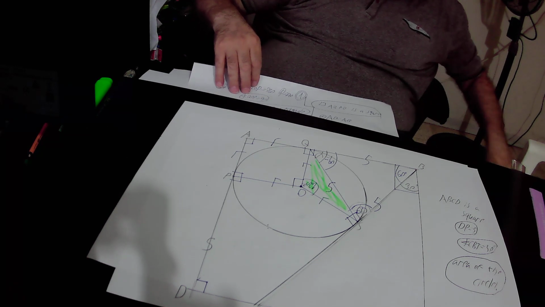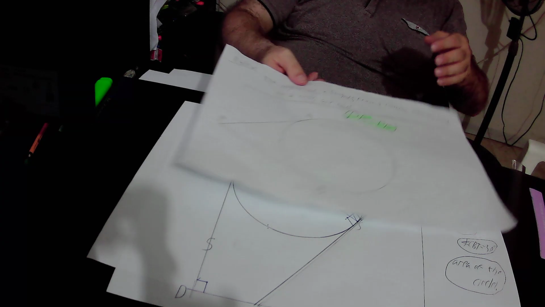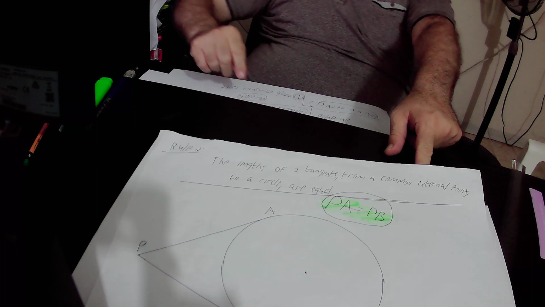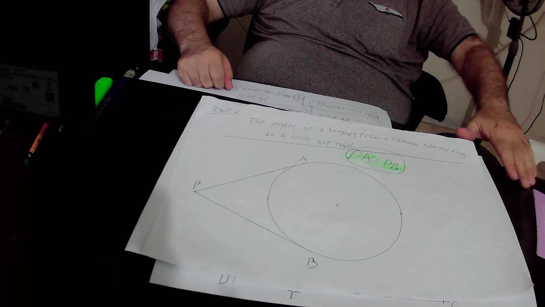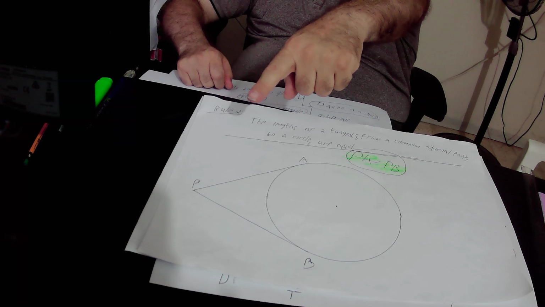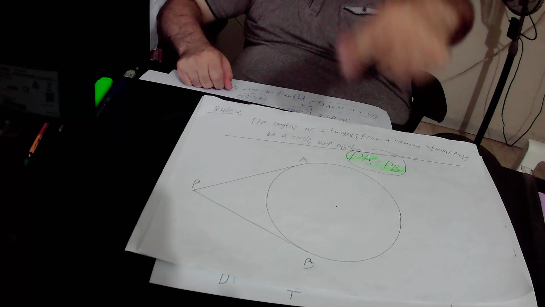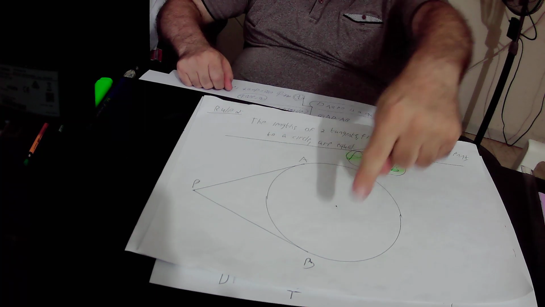Then I presented to you rule number 2. According to rule number 2, the lengths of two tangents from a common external point to a circle are equal. We have the common external point, point P. From point P, we have two tangents to the circle, tangent PA and tangent PB. According to rule number 2, they are equal to each other. That is to say, PA is equal to PB.